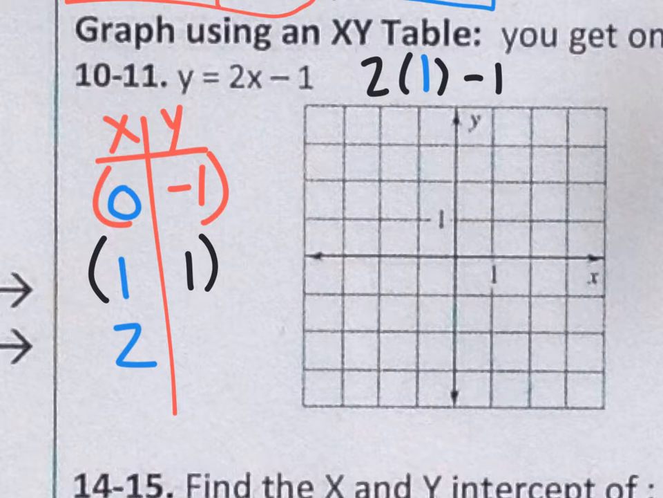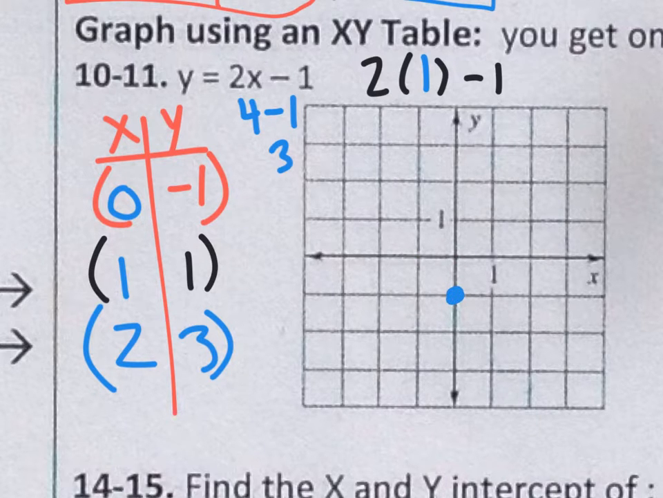And last but not least, let's plug in 2. I'm going to take this 2, plug it in right there. 2 times 2 is 4. I'm just going to write down the answer 4 minus 1. Final answer is 3. So when I plug in a 2, I get out a 3. Now we have 3 points. If I graph this first point, it says 0, negative 1, 0 on the x, negative 1 on the y. Put a dot right there. So I'm going to put a dot right there at 0, negative 1.